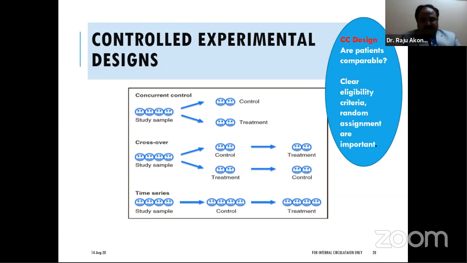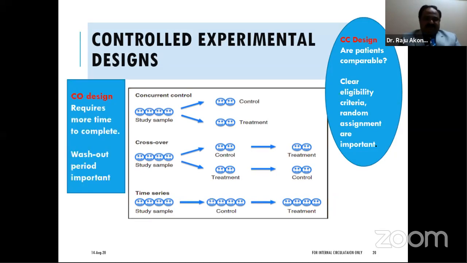In the case of crossover design, also there are certain disadvantages. It requires more time to complete. Washout period is very important. And this washout period depends on the type of drug you are using, right? You know that certain drugs stay in the body for a long period of time, and until this drug goes out of the body, you have to have a washout period, right? So this washout period is very important.